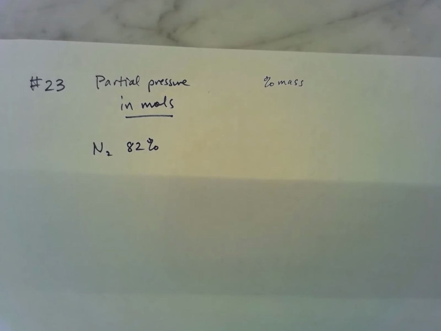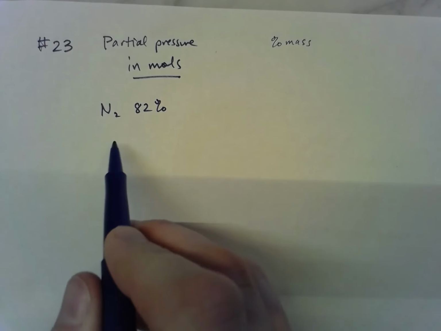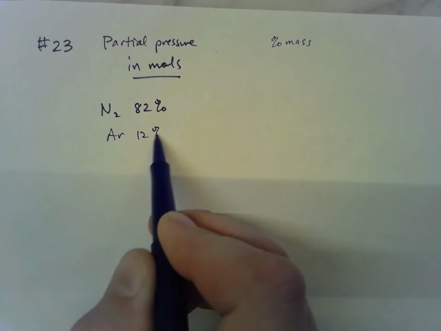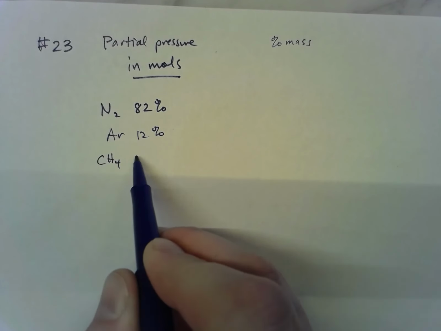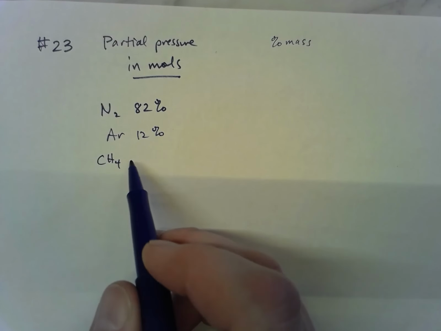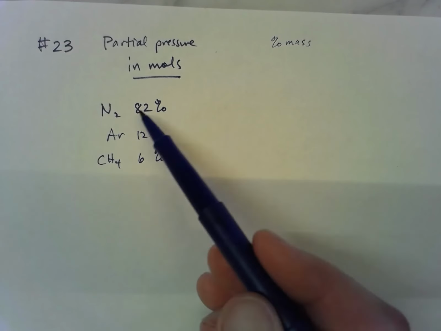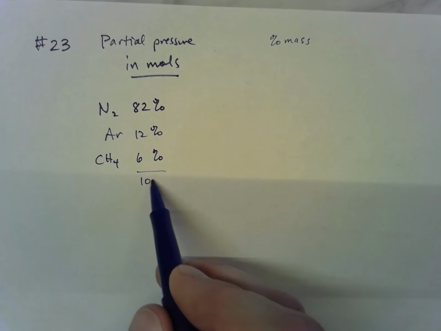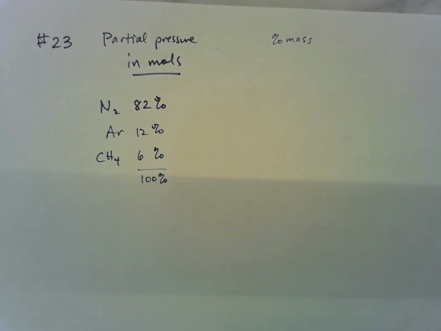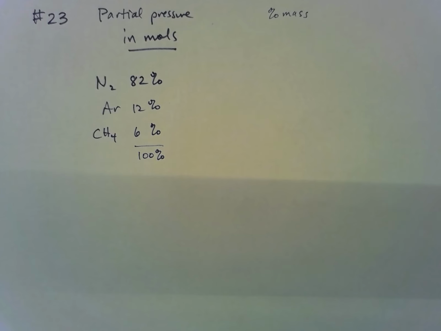We'll just shorthand that to 82%. Argon is 12%. And methane is 6%. All right, so first let's make sure 82 and 12 is 94 plus 6 is 100. So that's 100%. Okay, good. We don't have any missing elements there.